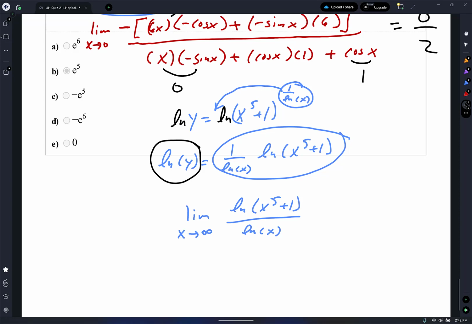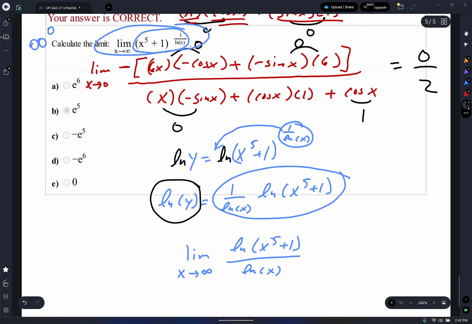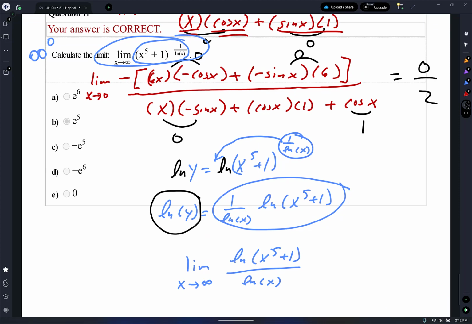All right, so we're focused on the right-hand side. Now remember, this expression is not that. This expression is y, or y equals x to the 5th plus 1 over ln x. We'll worry about that later.